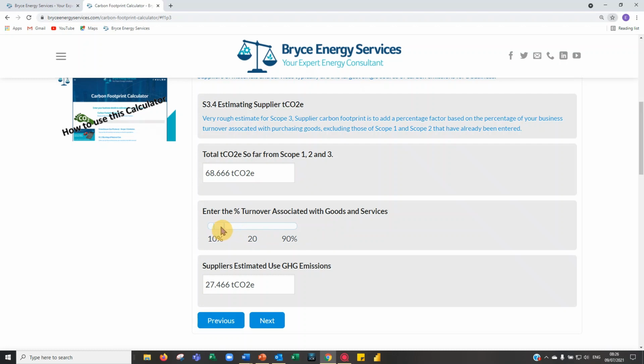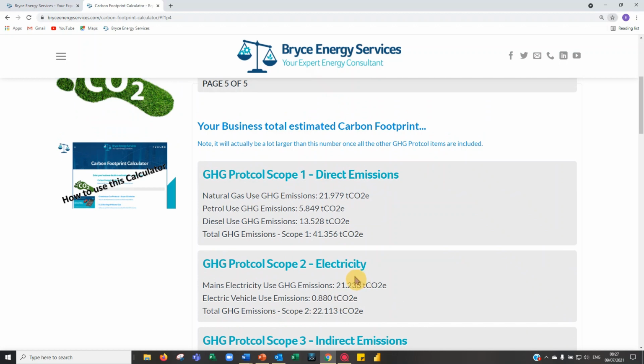But if you're effectively buying and selling, where your turnover is primarily against goods in, so if you're a manufacturer buying in lots of raw materials and then processing them, chances are you're at the slightly higher end of the scale. What you can see here is the tonnage associated with those suppliers. If your total tonnage so far is 68, suppliers could easily be half of your carbon footprint, so I'm going to set it to half. But do think about the relative ratio of the costs of goods and services into your business compared to the figures we've entered so far for electricity, fuel, flights, water, etc. And that's it.